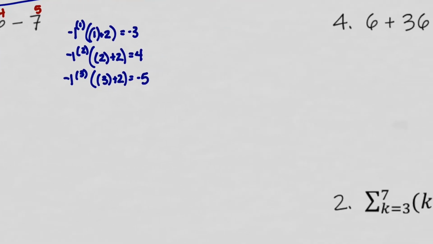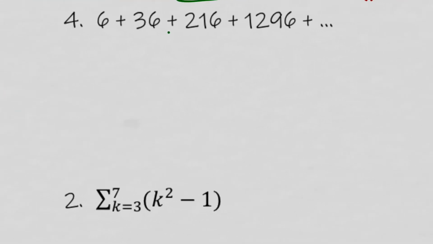All right, so let's move over to number 4. And this one I can easily tell I'm not just adding some simple number each time. 6 plus 30 is 36, but 36 plus 6 is not going to be 216. But I do kind of see a pattern quickly with multiplying. What if I were to multiply by 6 here? 6 times 6 is 36. Well, 36 times 6 is 216. And 216 times 6 is 1,296. So there's my pattern. This is not linear.